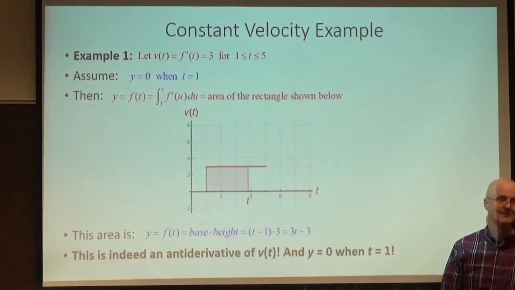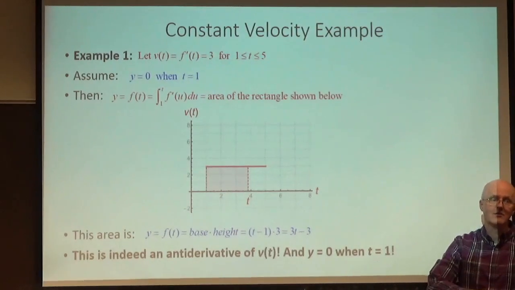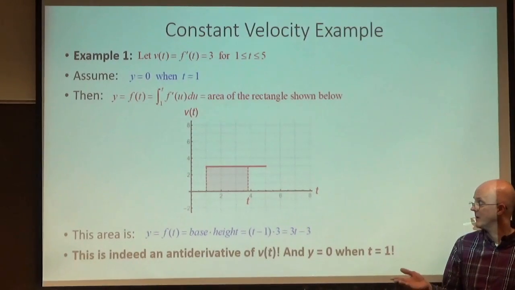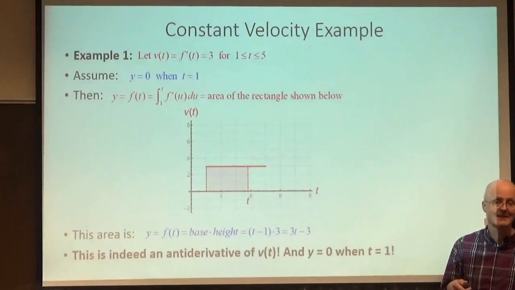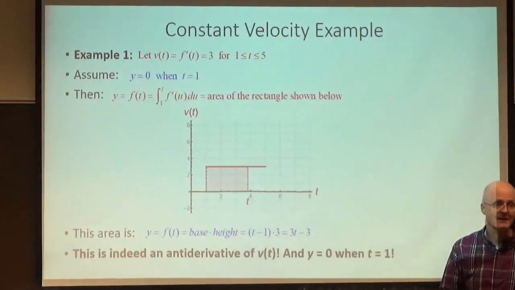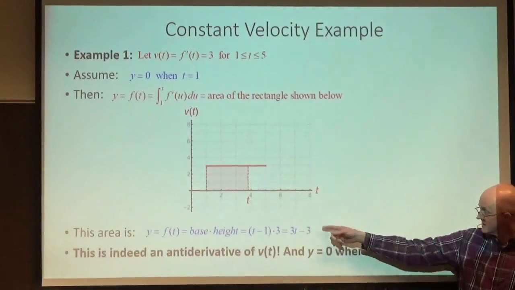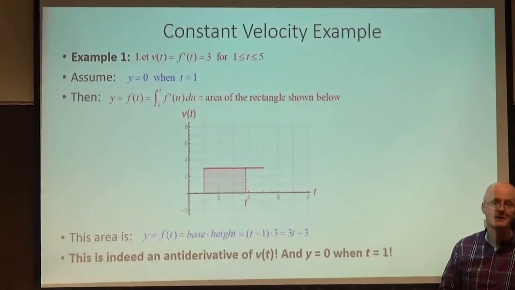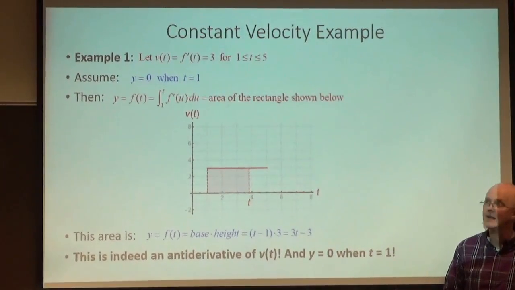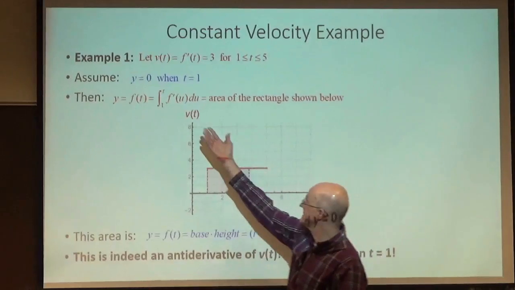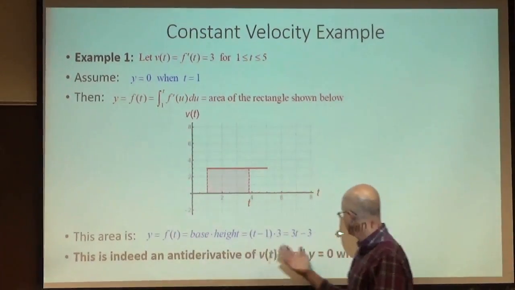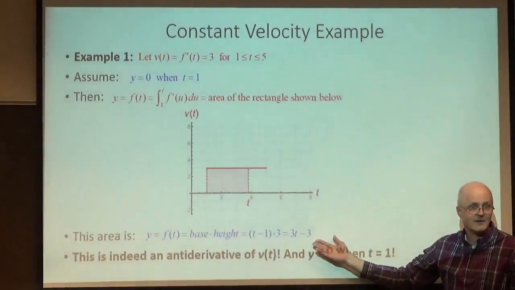That's why. So it's not all the antiderivatives. I don't want a plus c there. I want a particular c, in this case, minus 3. But this is a function whose derivative is always 3. If y were something other than 0 when t is 1, then this would be something other than minus 3.